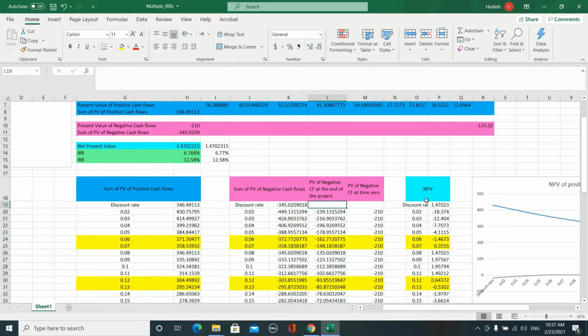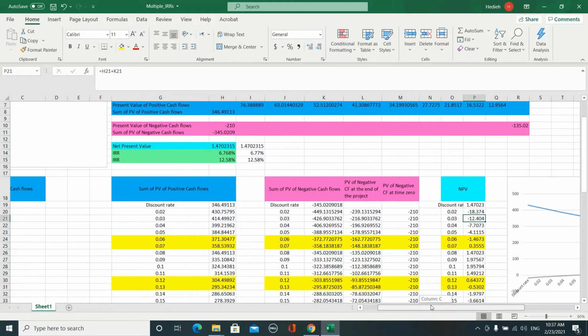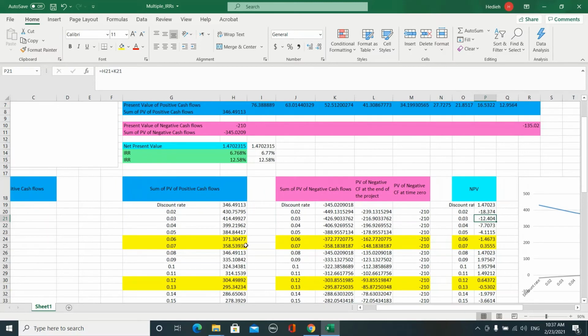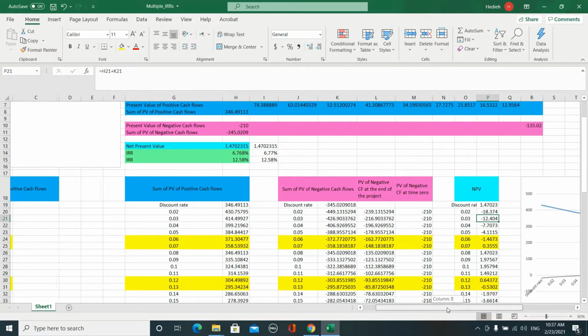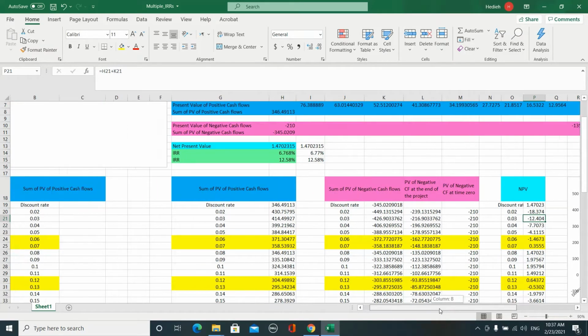And finally, then I can create another table that contains net present value. Net present value is the summation of the present value of positive cash flows with the present value of negative cash flows, and that's it. Okay, first of all, I want to show you how I create one of these tables so that you can replicate this for yourself.